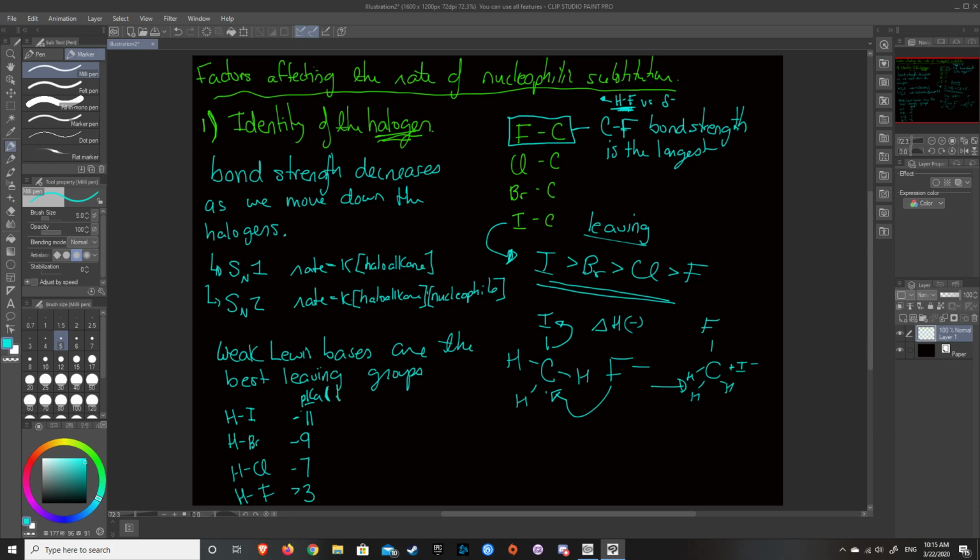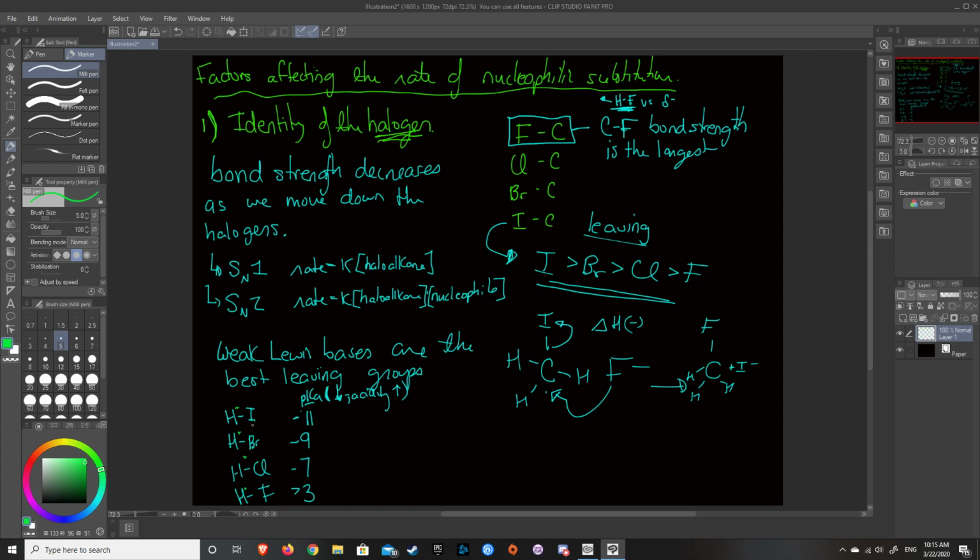As the pKa value decreases, the acidity increases. So the smaller the value, the better it is at forming that H plus in solution. Hydrofluoric acid, you can see, is a bigger number than all the other ones, so it's actually a weaker acid than all the other ones.